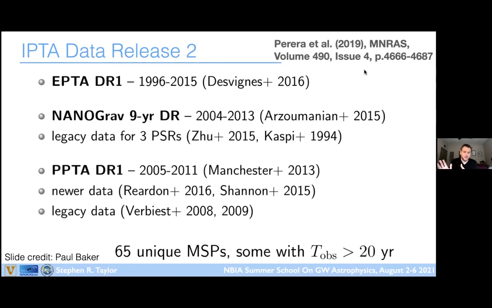But this is also good because then we can search for those types of additional polarization states by knowing what those signatures are. So this is something that we're doing as well. We're looking for additional polarization states and tests of gravity with pulsar timing arrays.